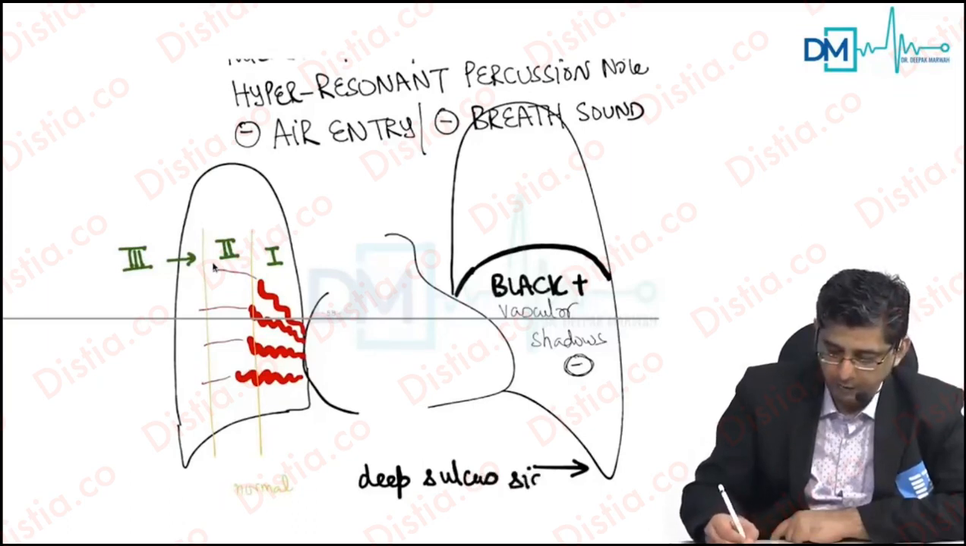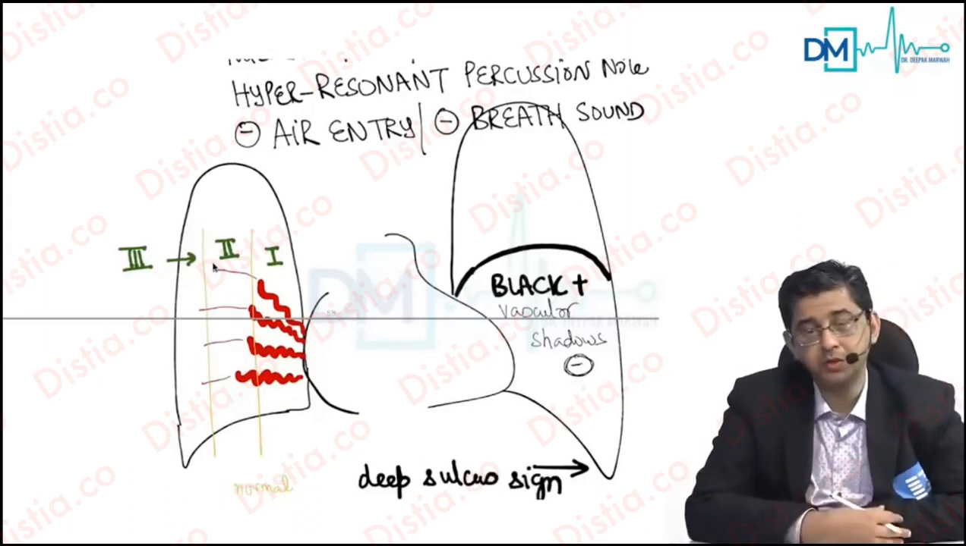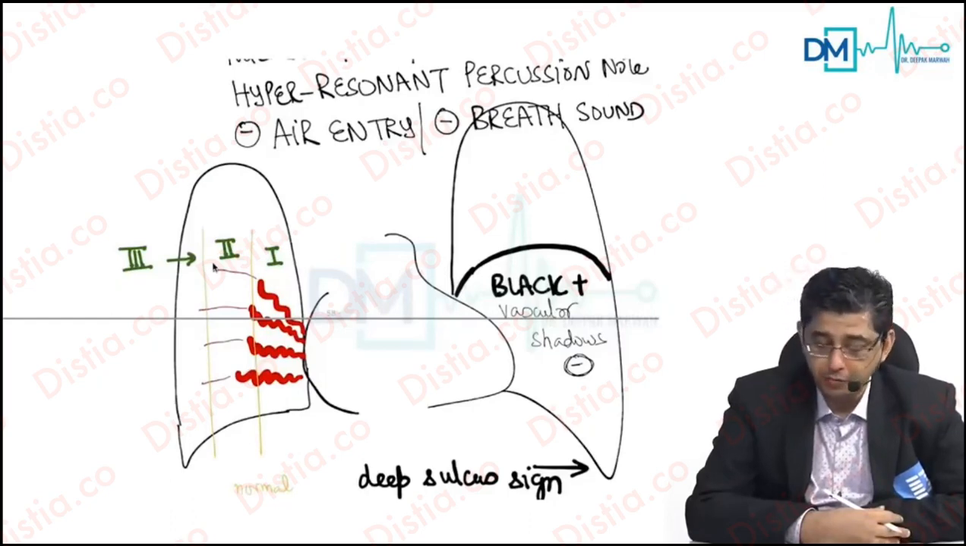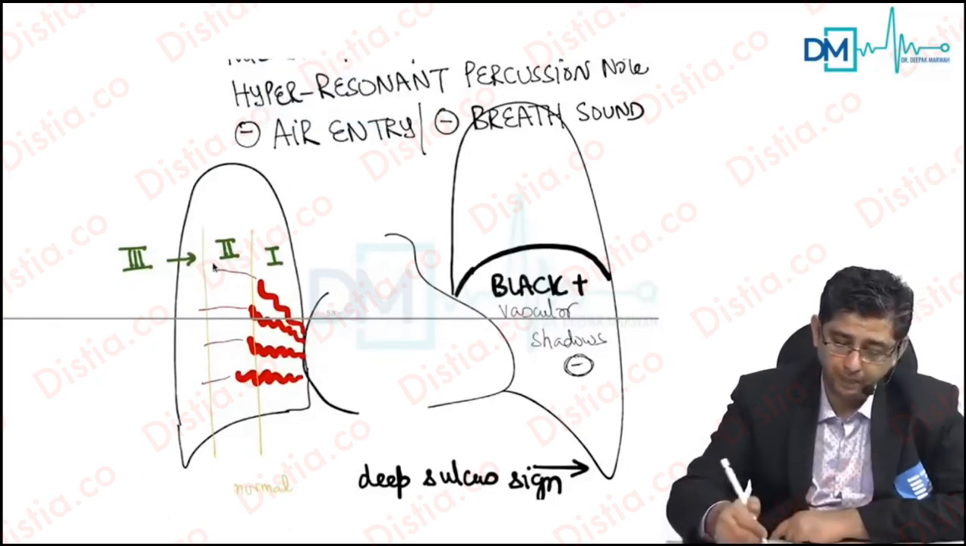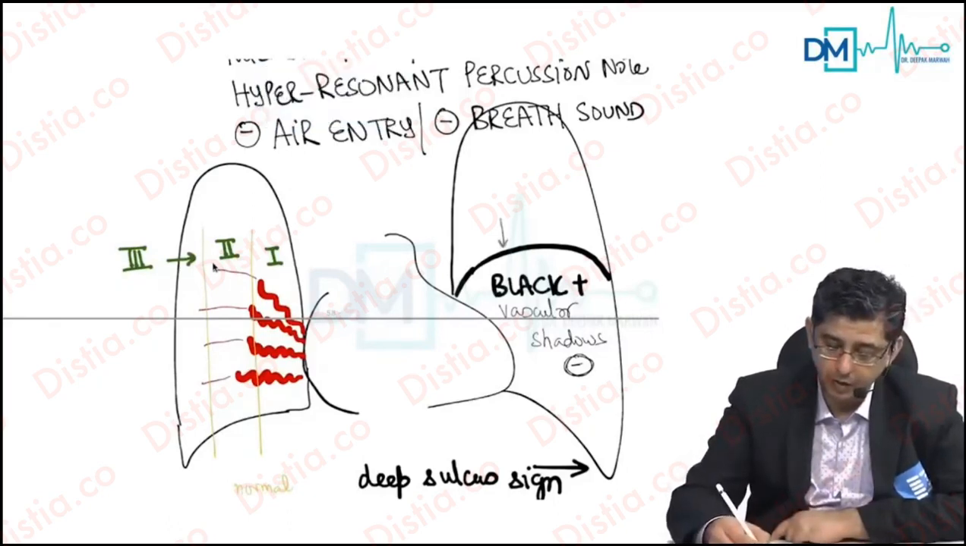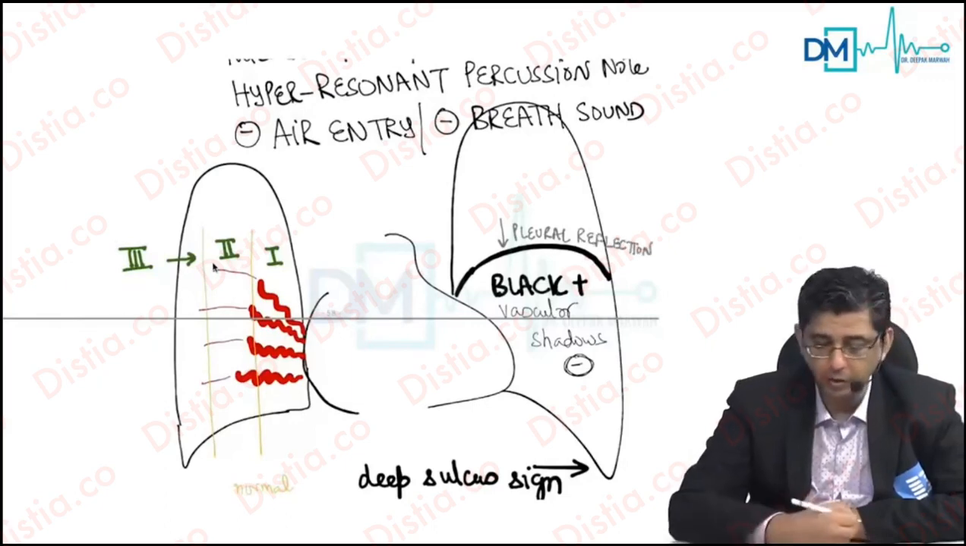This would be called a deep sulcus sign. So in patients who are suffering from tension pneumothorax, you will always be able to see in the X-ray a deep sulcus sign, absent vascular shadows, and the lung appearing black. And then you will also be able to see a pleural reflection. This that I mentioned before you is the pleural reflection, because above this is normal lung, but below this there is no lung tissue because the lung has simply deflated due to rupture of the bulla.